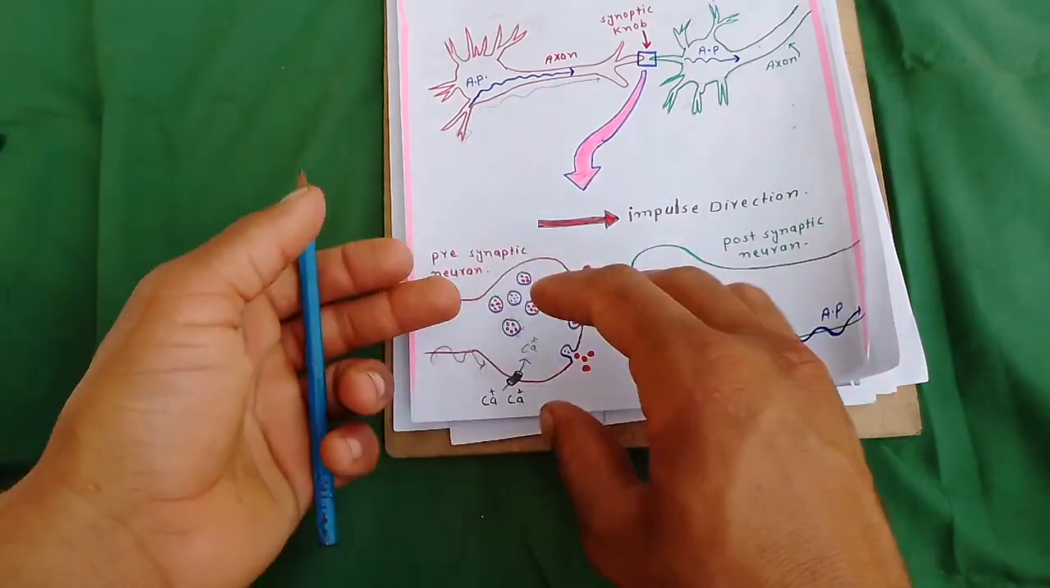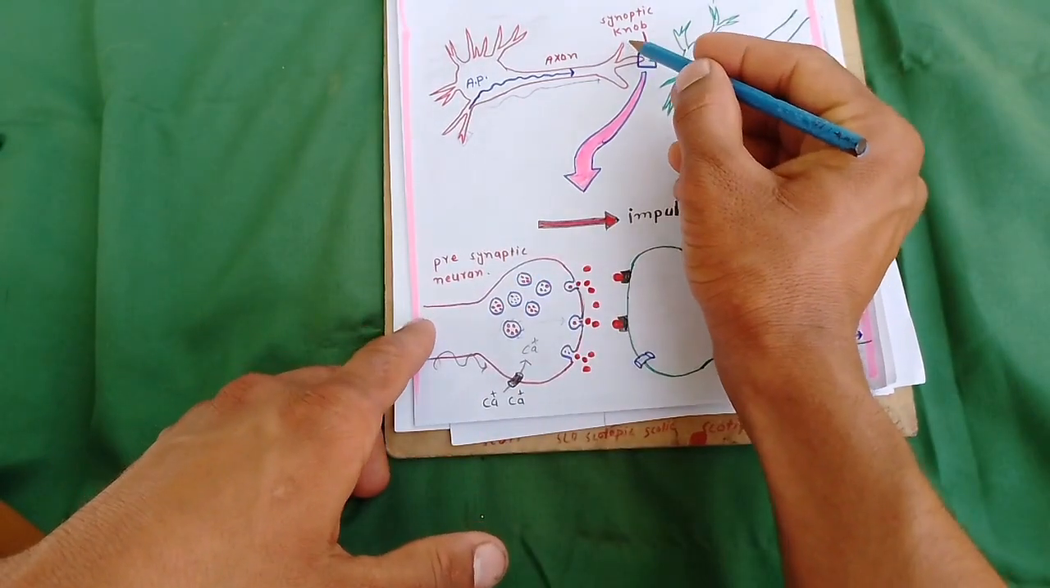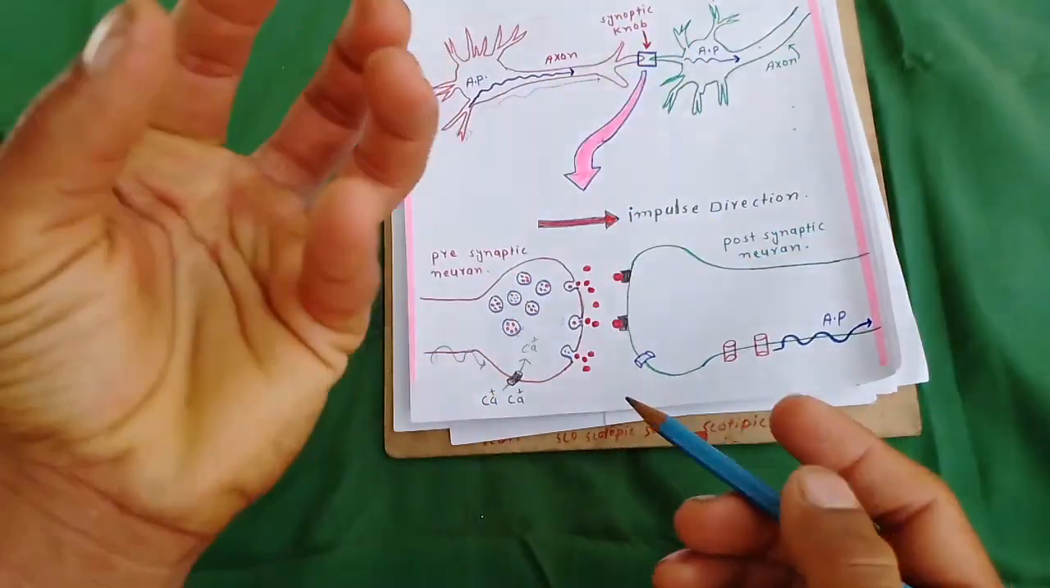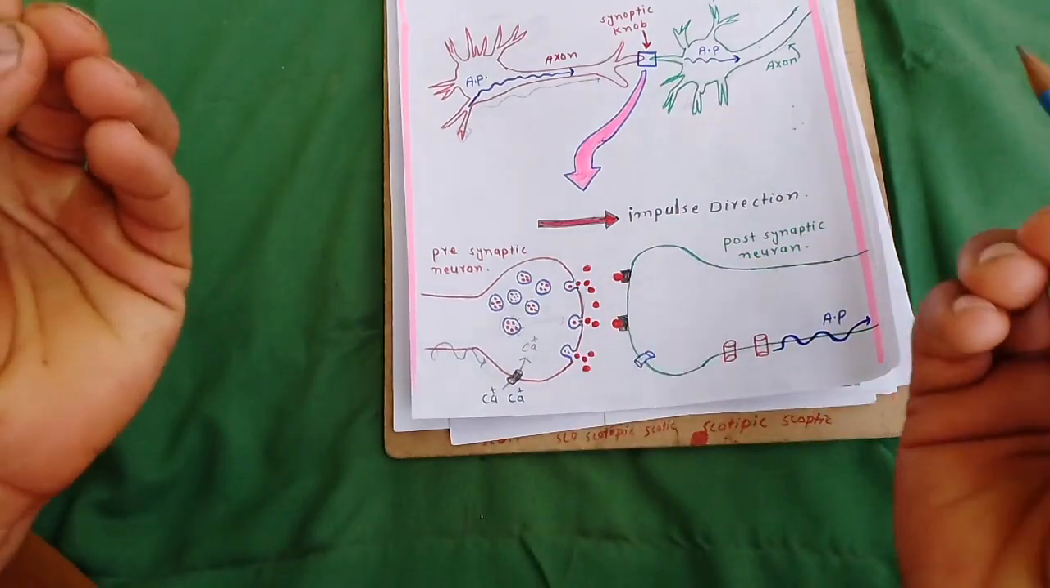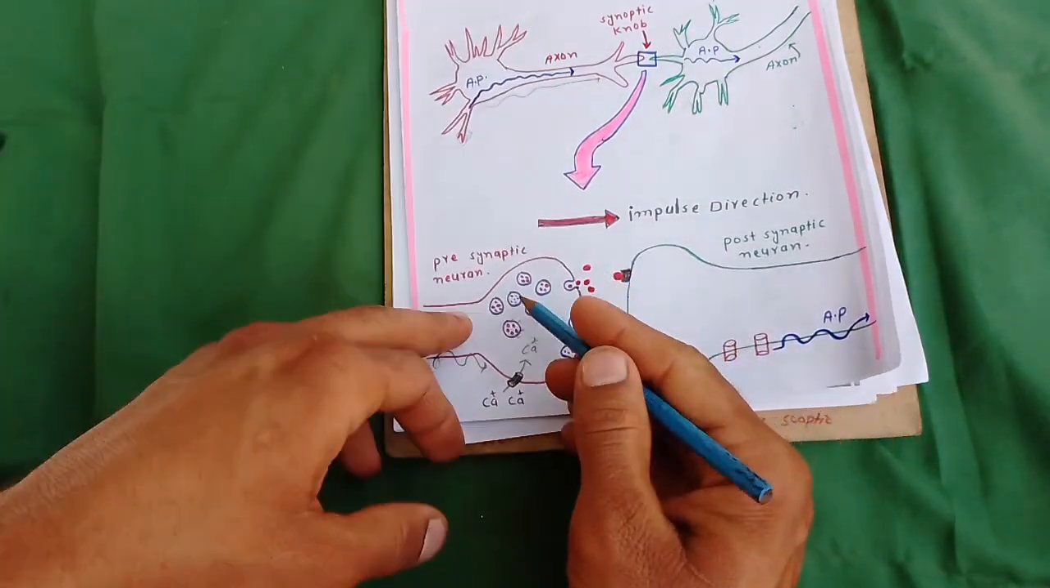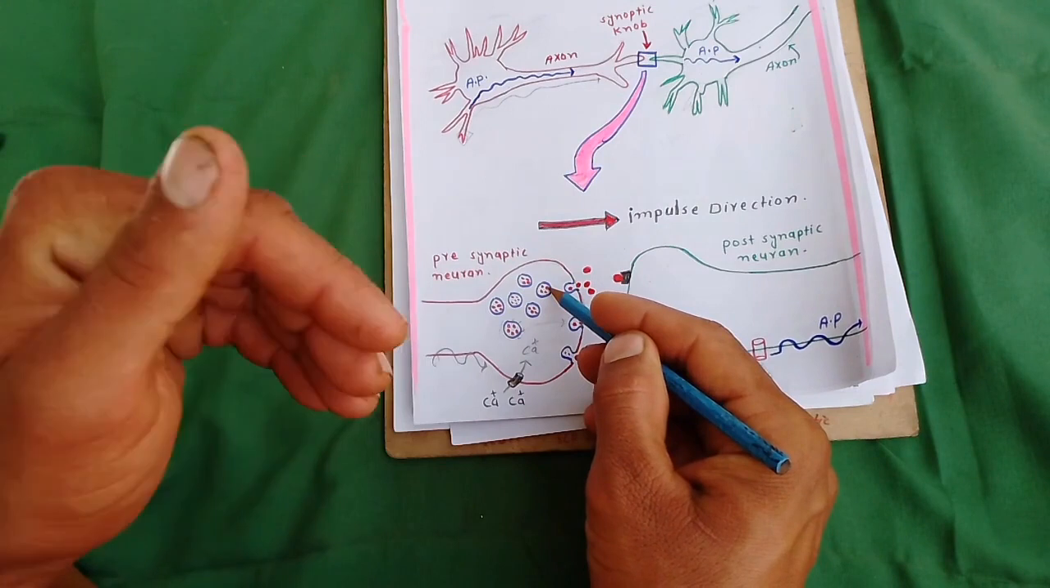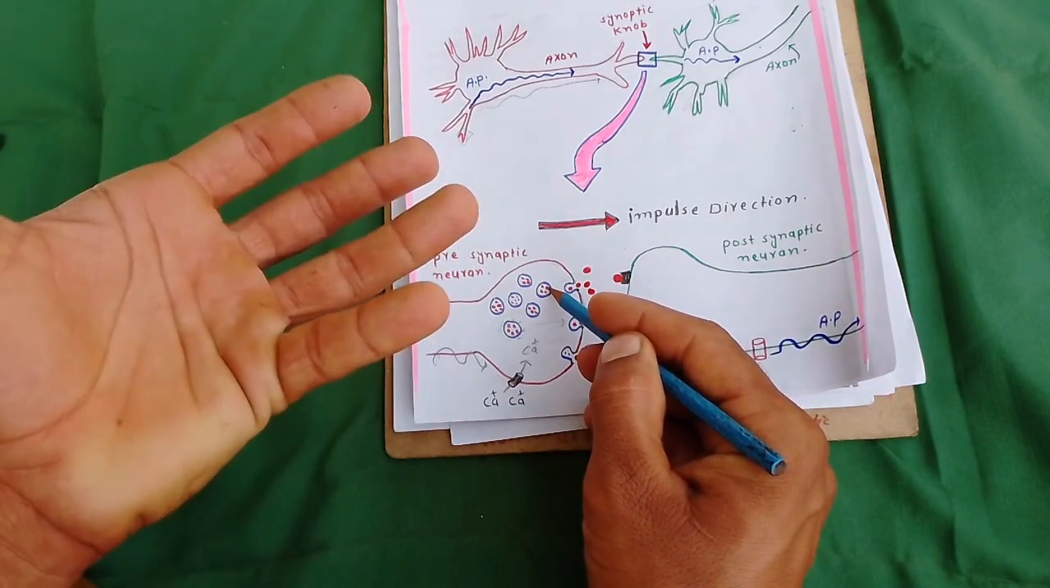What is a vesicle? As you know, this is the synaptic terminal. The synaptic terminal has a button-like shape which is called the synaptic knob. This is the synaptic knob. The synaptic knob consists of many vesicles, which are called synaptic vesicles. This is the synaptic vesicle, and the synaptic vesicle contains thousands of neurotransmitters.